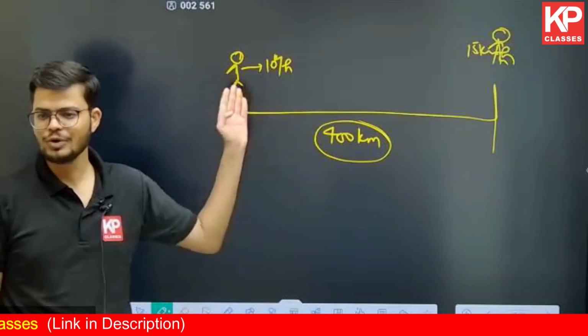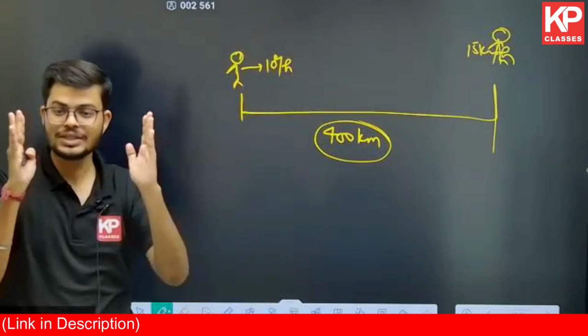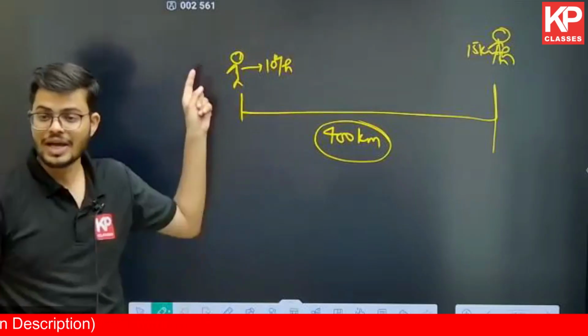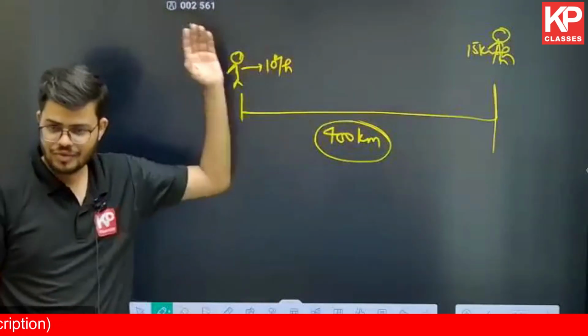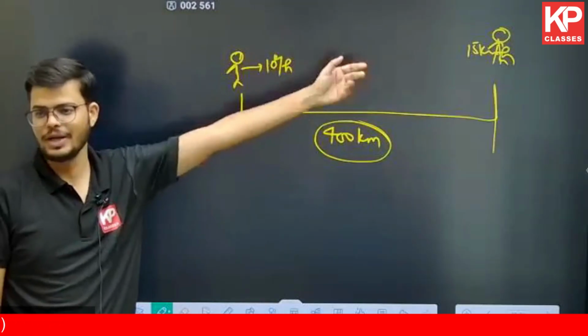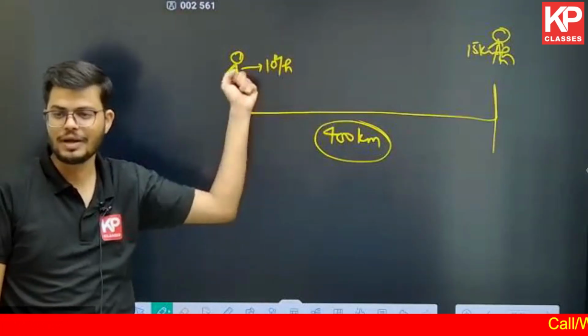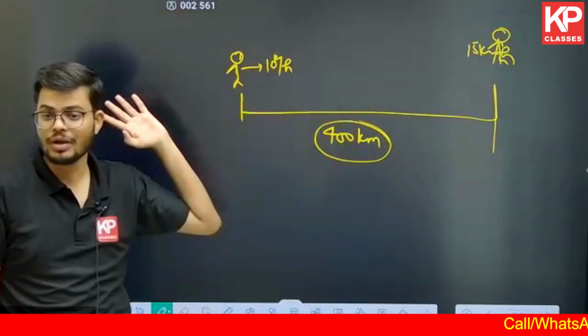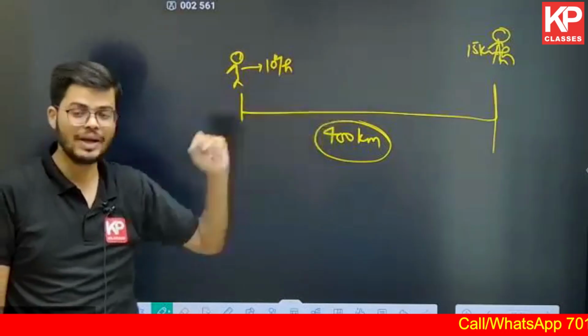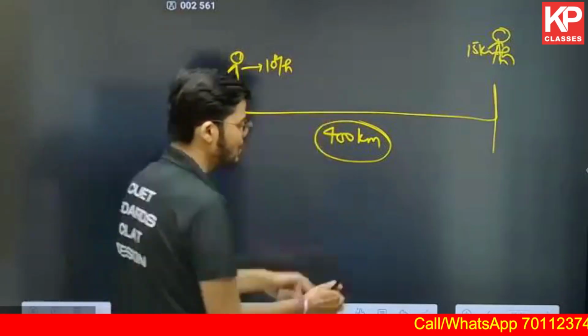Now you can understand, this is a policeman, this is a thief. Two friends are coming to meet each other. They are running on the same track. One is going at 10 kilometers per hour, the other is coming at 15 kilometers per hour. In what time will they meet? कितने समय बाद वो मिलेंगे? So you know that the distance is 400 kilometers.